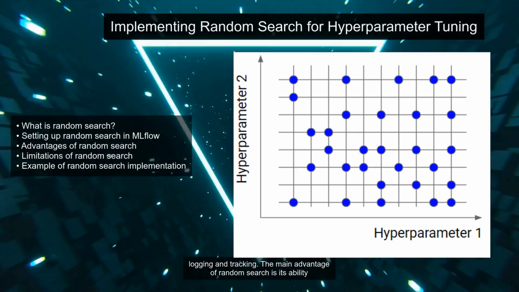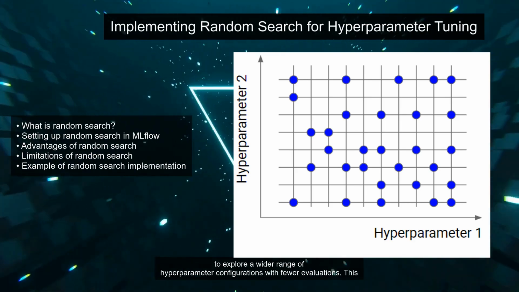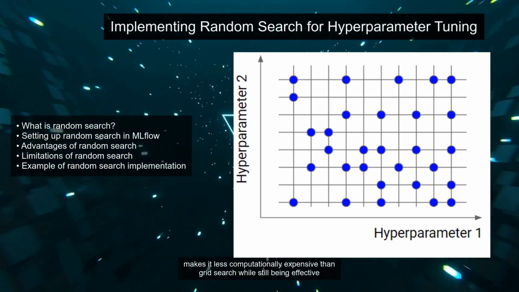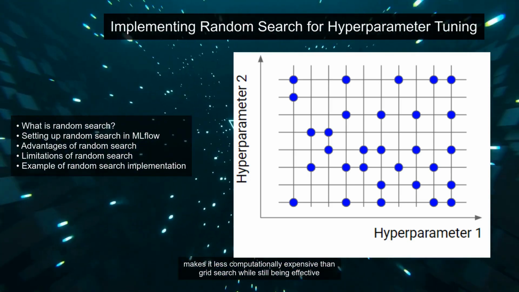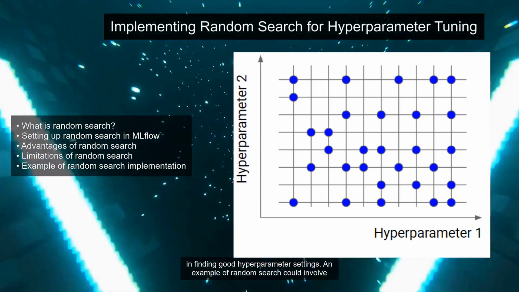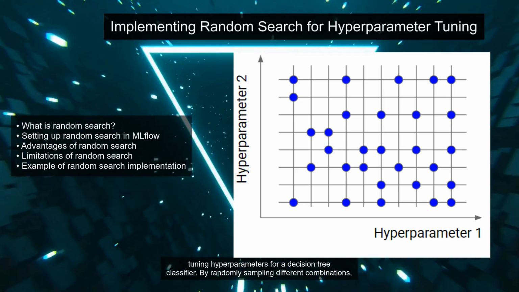The main advantage of random search is its ability to explore a wider range of hyperparameter configurations with fewer evaluations. This makes it less computationally expensive than grid search while still being effective in finding good hyperparameter settings. An example of random search could involve tuning hyperparameters for a decision tree classifier.